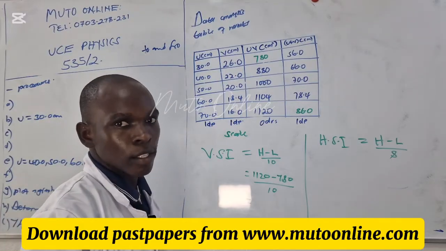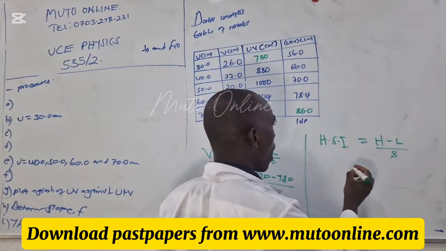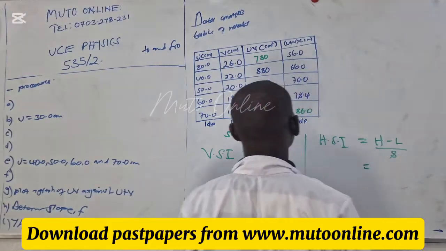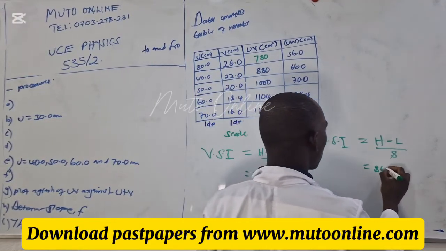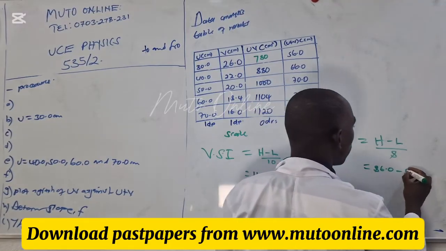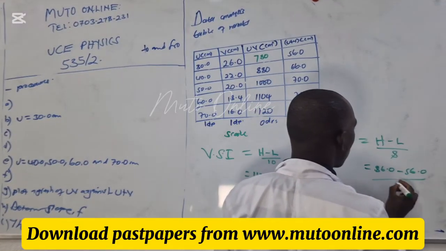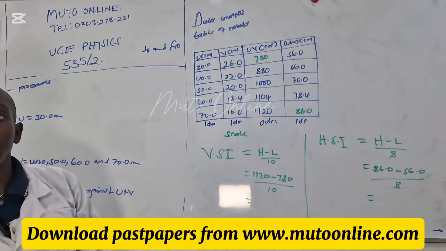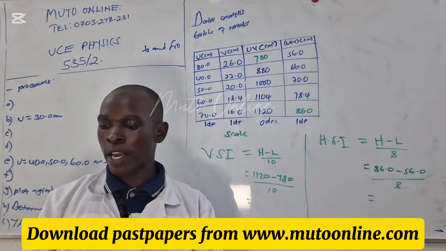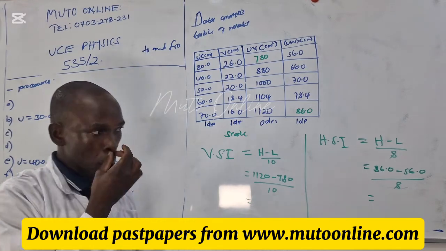Then here, we have the horizontal scale indicator, which is U plus V. It is highest and lowest, and it is 86.0 minus 56.0, this time divided by 8. This is an indicator, not a scale. We are going to see how we get a scale.